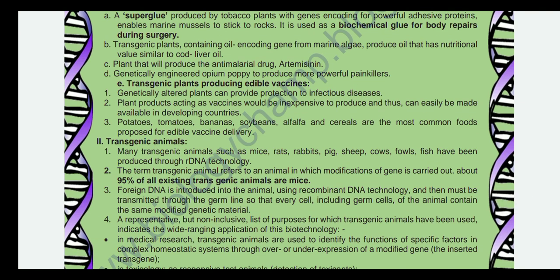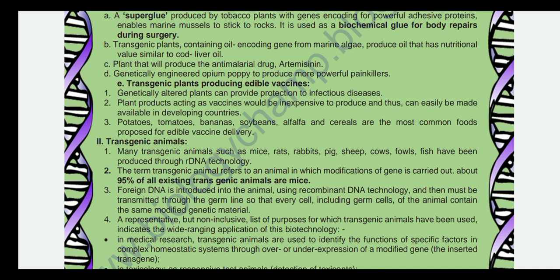Transgenic plants containing an oil encoding gene from marine algae produce oil that has nutritional value similar to cod liver oil. Cod liver oil, for which so many cod fishes are killed just for its liver oil, can be obtained from the plant. There is also the plant that will produce the anti-malarial drug, that is artemisinin, and genetically engineered opium poppy to produce more powerful painkillers.